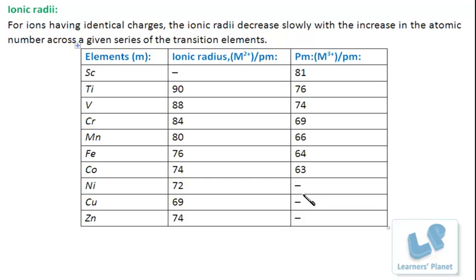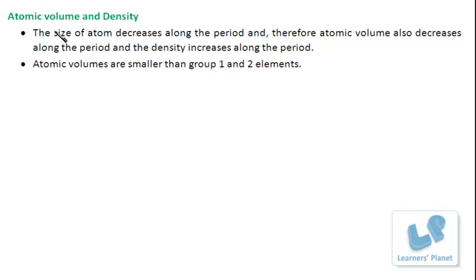Now let's see the variation of their atomic volume and density. See the atomic volume and density. The size of atom decreases along the period, and therefore what will happen? The atomic volume also decreases along the period, and the density will increase along the period. Atomic volumes are smaller than group 1 and group 2 elements. Okay, so the size is decreasing, so the volume is also decreasing. If the volume is decreasing, the density is increasing.